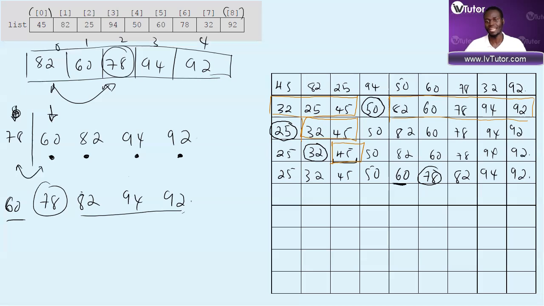But because we only have one item on the left, there's nothing to partition. We only partition if we have at least 2 items. So that means we need to repeat our partition now for the right side, which is these 3 items here. And obviously this 60 is only one item, so there's no need to repeat. So we apply the quicksort again for 82, 94, and 92. So we go back here. Let's wipe this clean again.